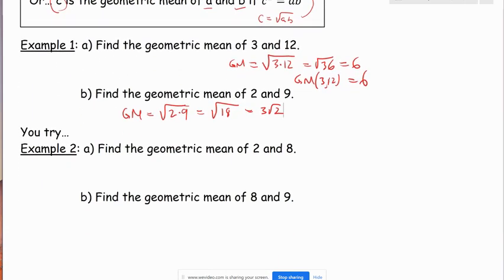Go ahead and try these two in your groups. Go ahead and pause the video. And after you have had a chance to try both of these, then press play.